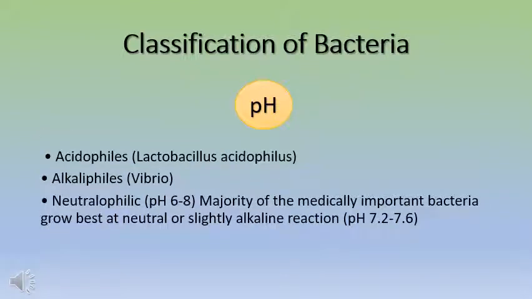On the basis of pH, we can divide them into acid loving, like Lactobacillus acidophilus, and those which can survive at a high pH value, like alkaliphiles. A common example is Vibrio. And neutralophilic are those bacteria which can survive in a neutral or slightly alkaline environment, within the pH of 7.2 to 7.6. The majority of medically important bacteria grow best at neutral or slightly alkaline reactions. They are unable to replicate or survive in acidic conditions.